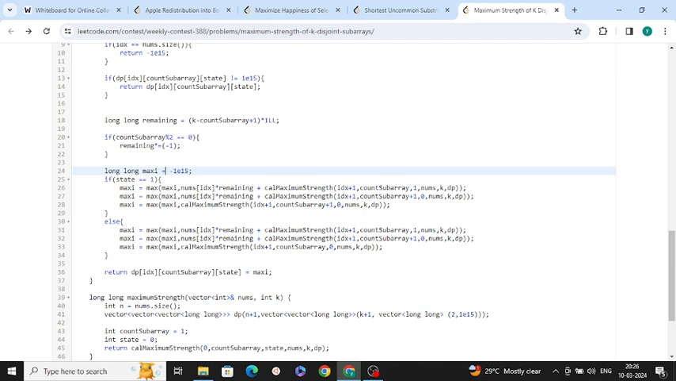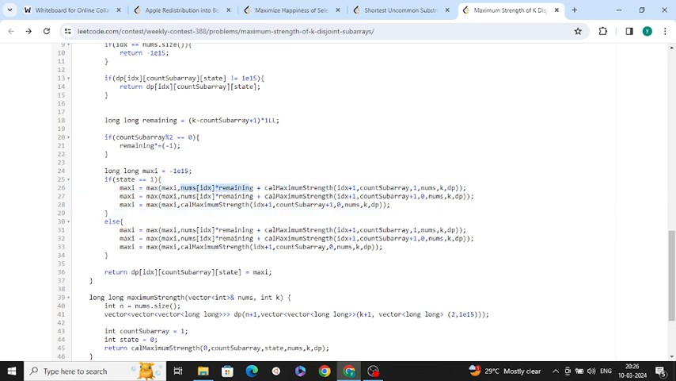So let's say we have states. States are 0 or 1. Let's say our state is 1, meaning we have already started the subarray. So we have started the subarray. 1 means started, 0 means broken, right? So the first state is that.